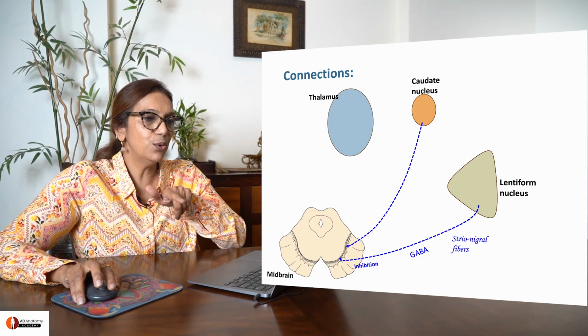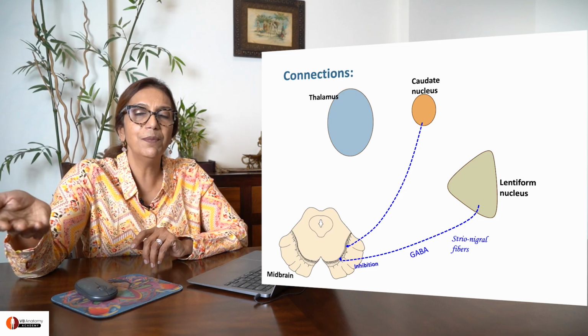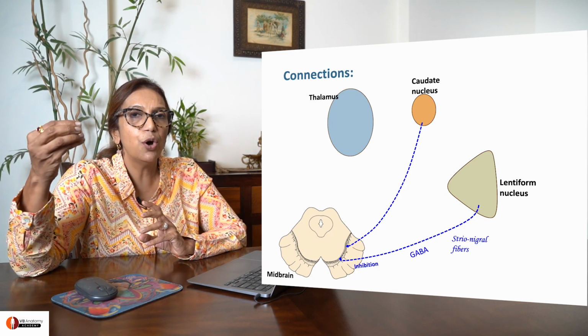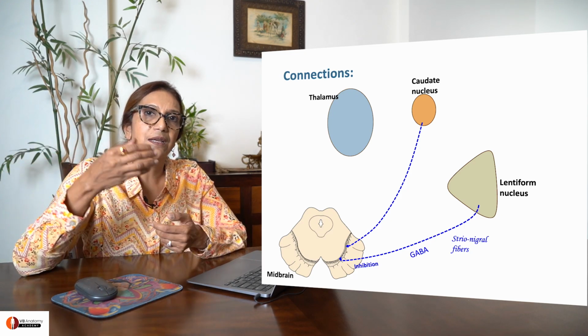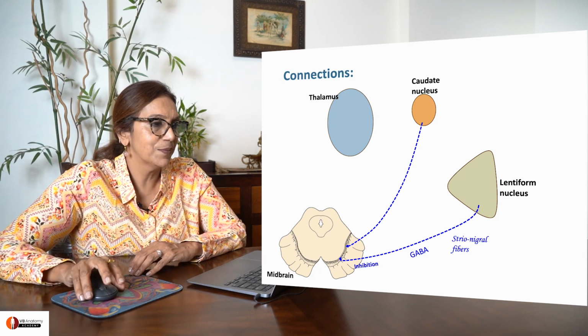These are called strio-nigral fibers. Why strio? Because they are from the corpus striatum. Corpus striatum to nigra. Strio-nigral fibers.